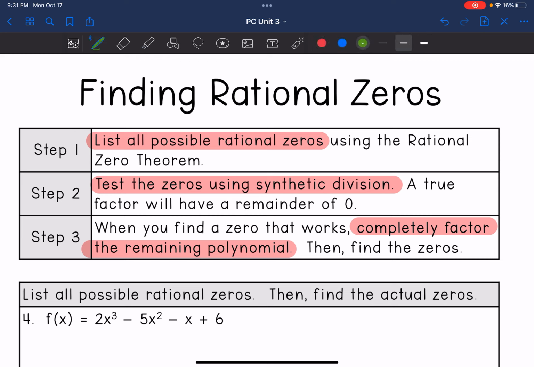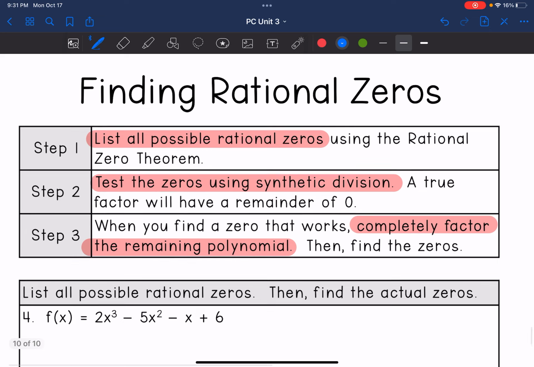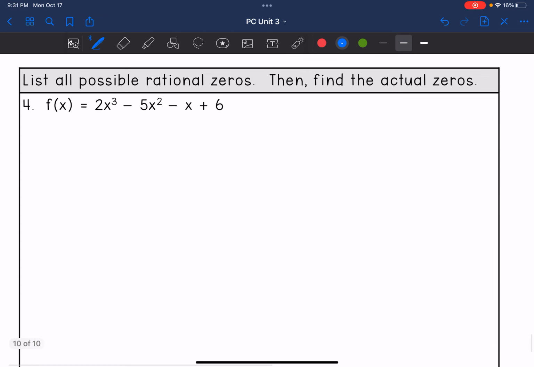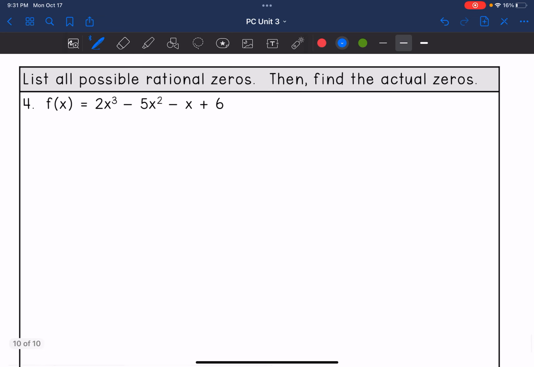Okay, so example 4, because we're continuing the notes from yesterday, says list all the possible rational zeros and then find the actual zeros. So normally we would try to factor, right? So I would do factor by grouping. Over here it's x squared, 2x, minus 5. But it ends up not being the same thing for the second half. So I can't factor it the way I normally would.